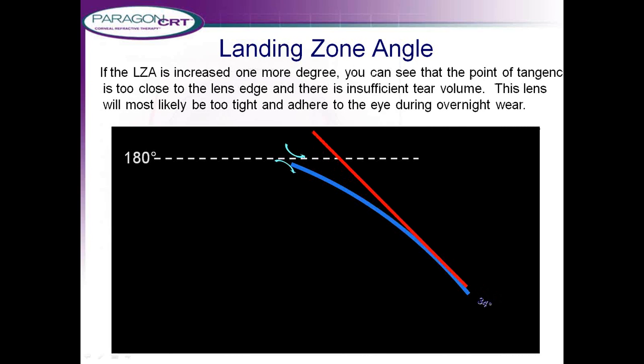If the landing zone angle is increased 1 more degree, you can see that the point of tangency is too close to the lens edge and there is insufficient tear volume. This lens will most likely be too tight and adhere to the eye during overnight wear.